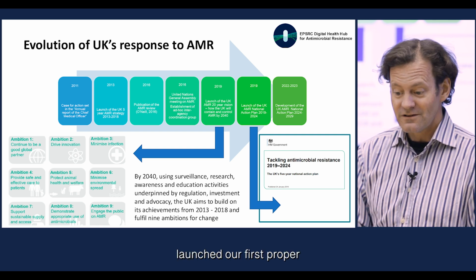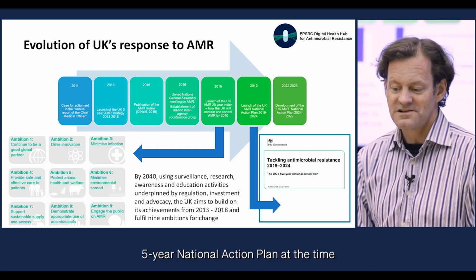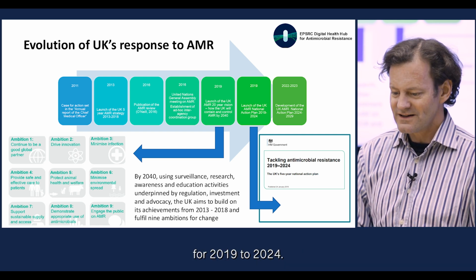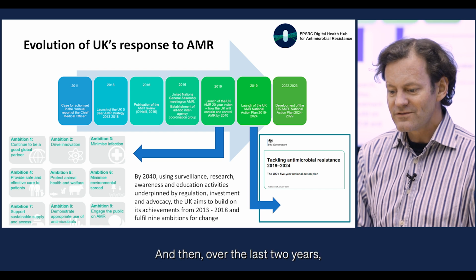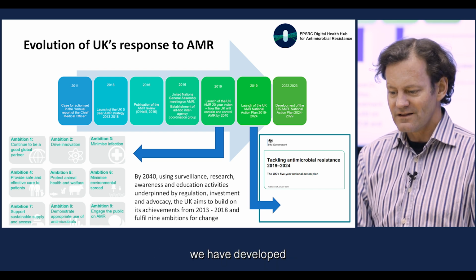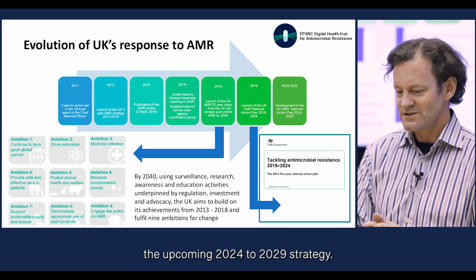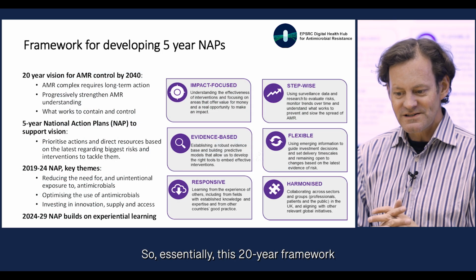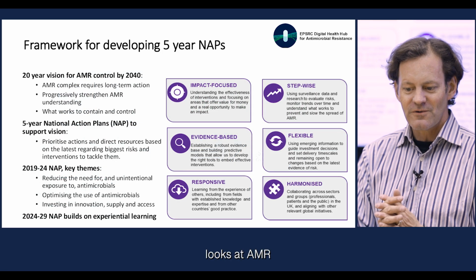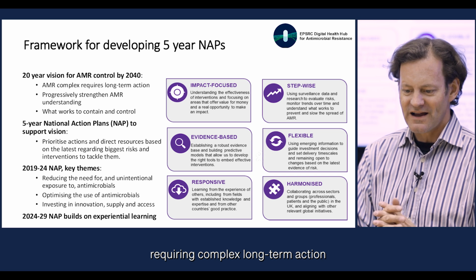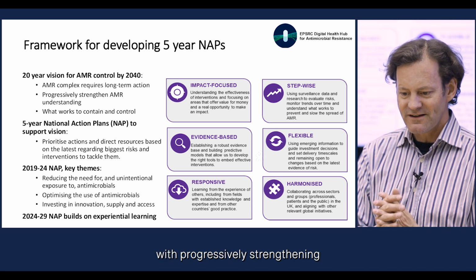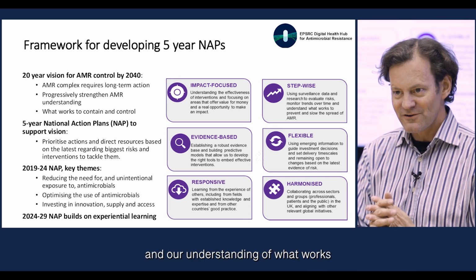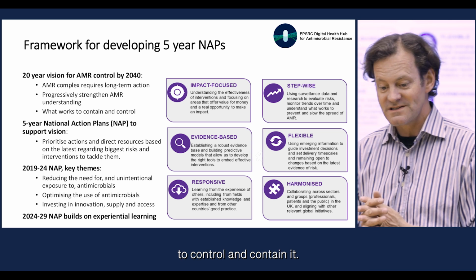We also launched our first proper 5-year National Action Plan at the time for 2019 to 2024. And then over the last 2 years, we have developed the upcoming 2024 to 2029 strategy. So essentially, this 20-year framework looks at AMR requiring complex long-term action, with progressively strengthening our AMR understanding and our understanding of what works to control and contain it.